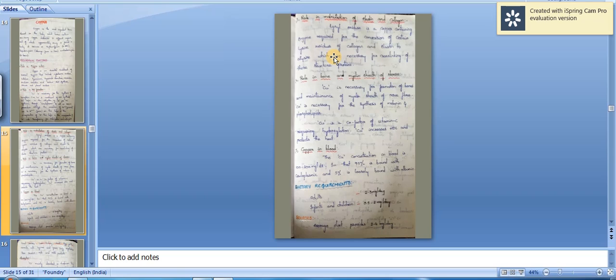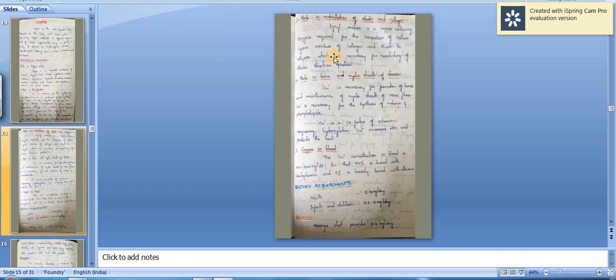Next, coming to copper in blood. The copper concentration in blood is 100 to 200 micrograms per dL. In that, 95% is bound with ceruloplasmin and 5% is loosely bound with albumin. Next, dietary requirements. Adults require 2 to 3 mg per day. Infants and children require 0.5 to 2 mg per day. Sources: the average diet provides 2 to 4 mg per day.